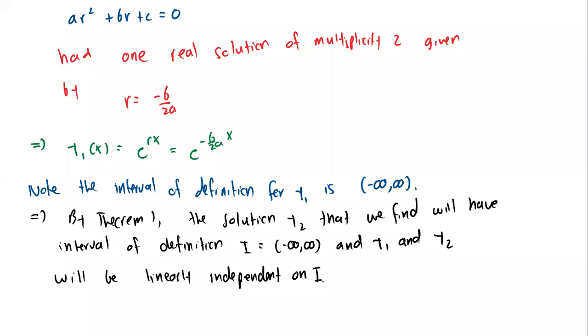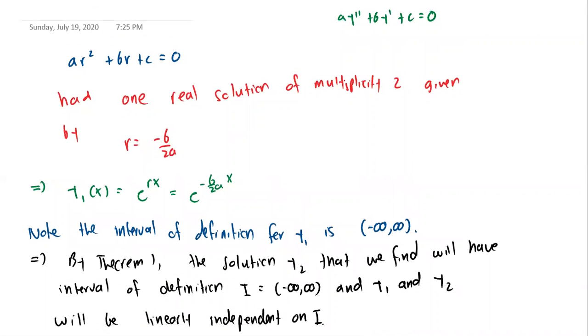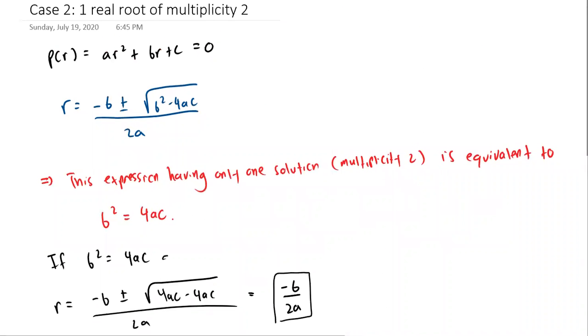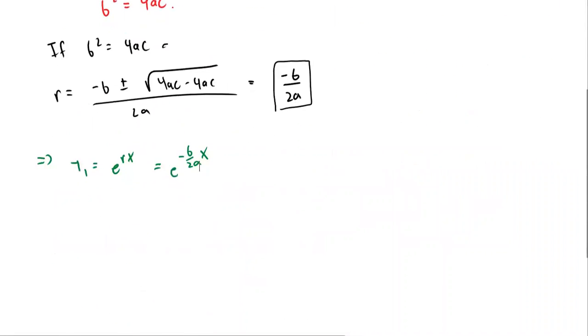Hello, class. So in the previous video, we were talking about the case in which the characteristic polynomial for a second order homogeneous differential equation with constant coefficients had one real root of multiplicity 2. And we saw that from that one real root, we got this solution, y1 equals e to the rx.